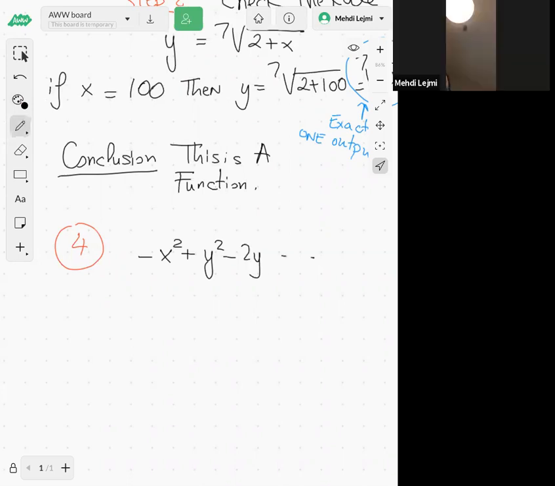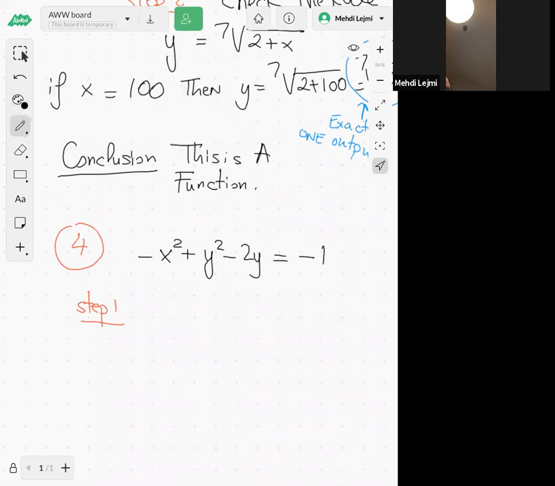Minus 2y equal to -1. Anyway, so step 1, again, as I said, in step 1, you're supposed to try to solve for y. It's not always possible to solve for y. Sometimes you cannot solve for y explicitly.